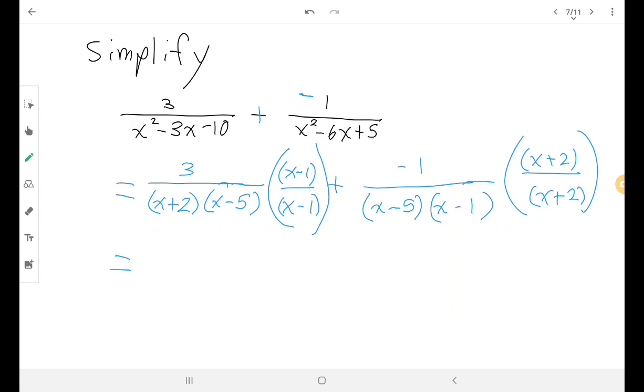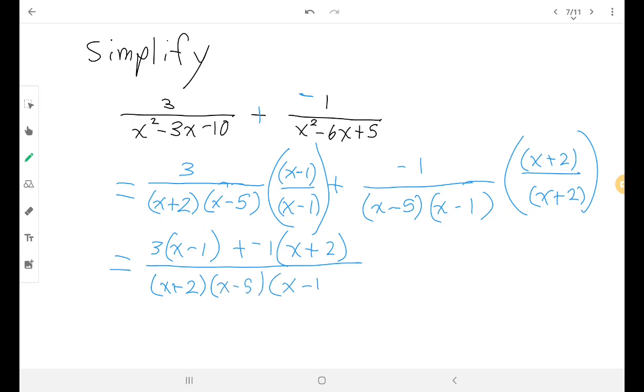Okay? So then on the top, let me show what we have here. We have 3 times x minus 1 as a quantity, plus, I'm going to put these together as one fraction, negative 1 times x plus 2. All of that over this common denominator of x plus 2 times x minus 5 times x minus 1. And then I want to distribute.